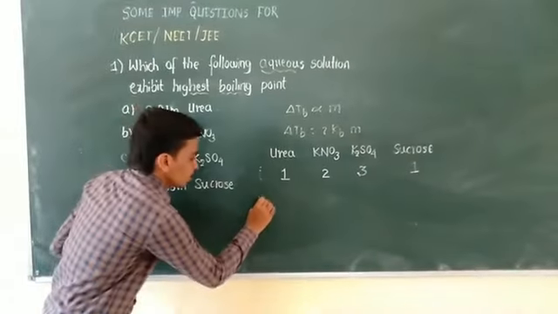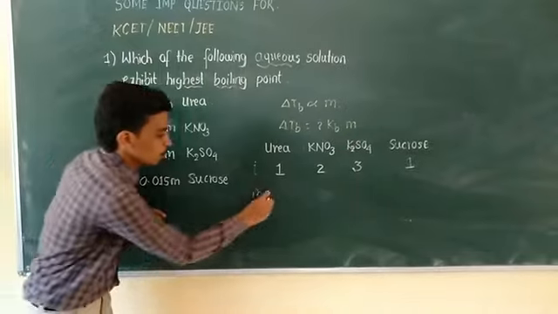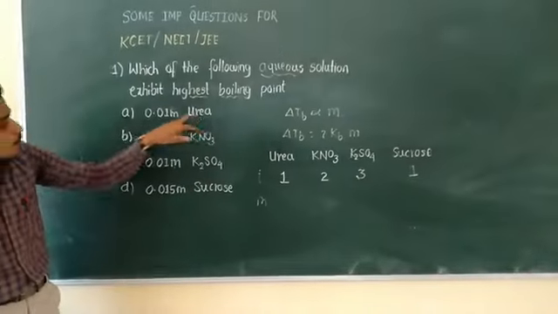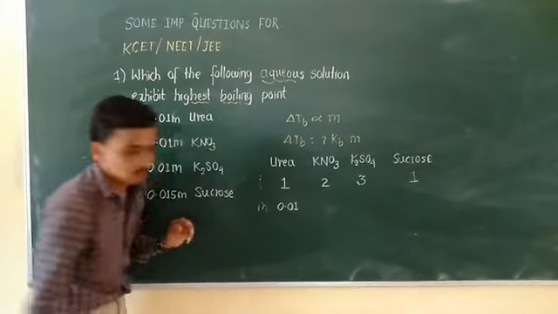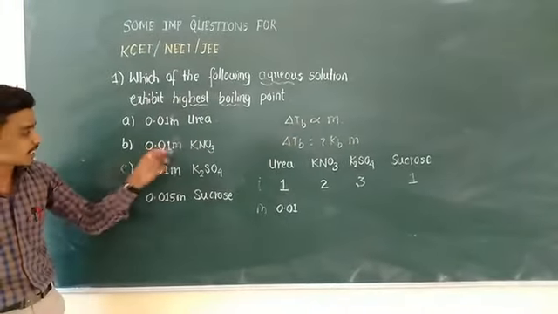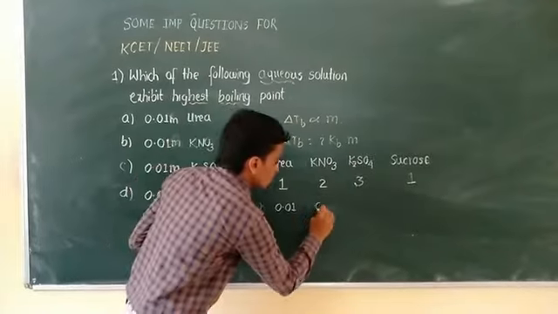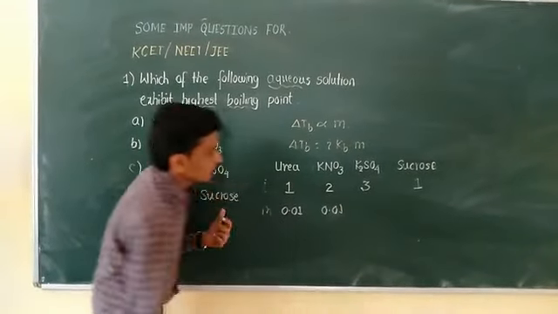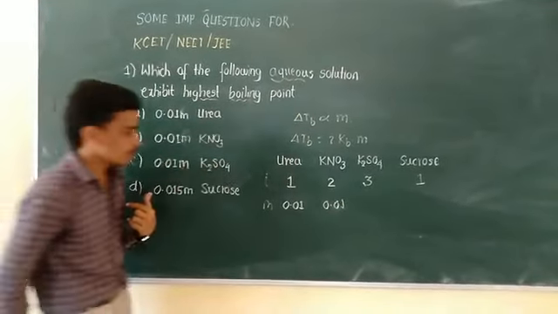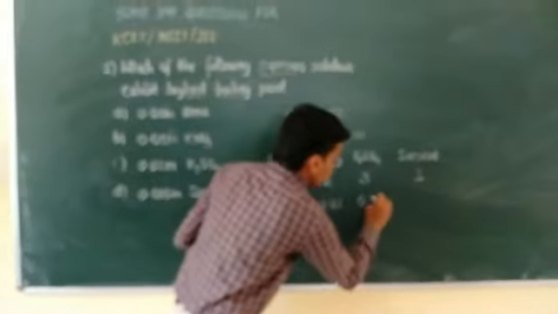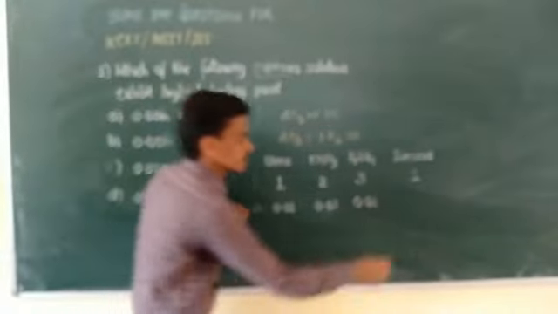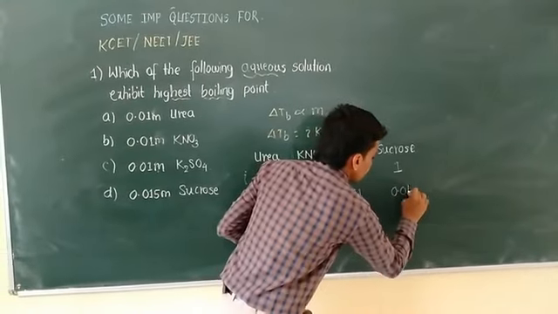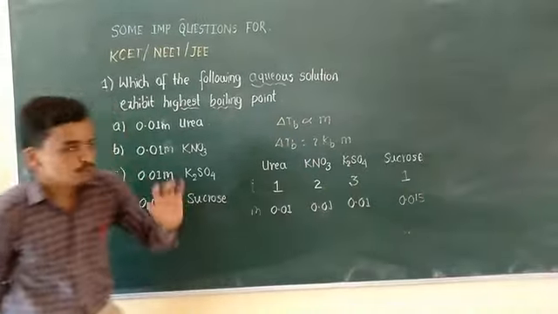And the next point is to study the respective molarity values. Okay, in which urea is given as 0.01. And similarly, potassium nitrate is also given as 0.01. And the next one, K2SO4, is also given as 0.01. And the last one, sucrose, its value is 0.015. Then read the question properly.